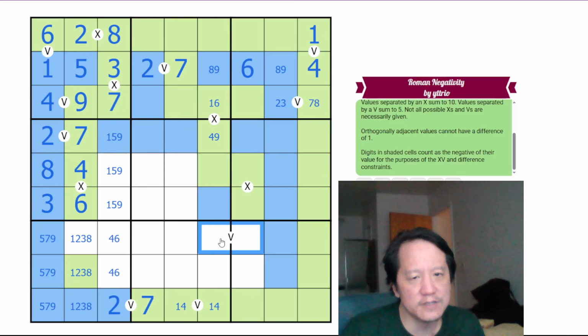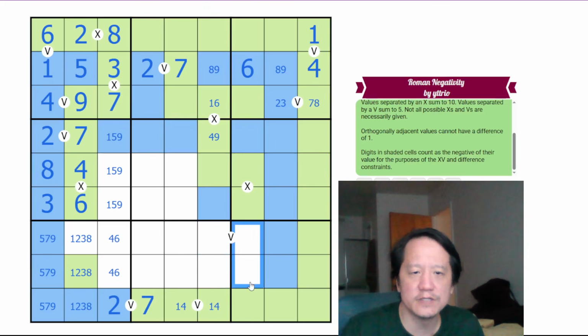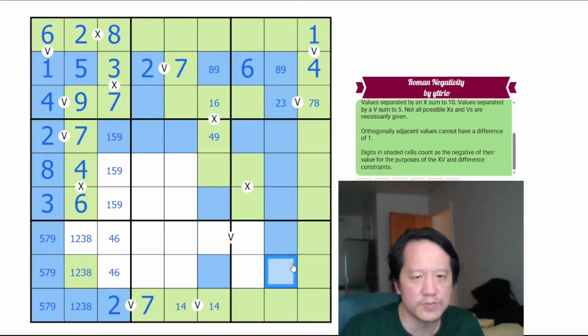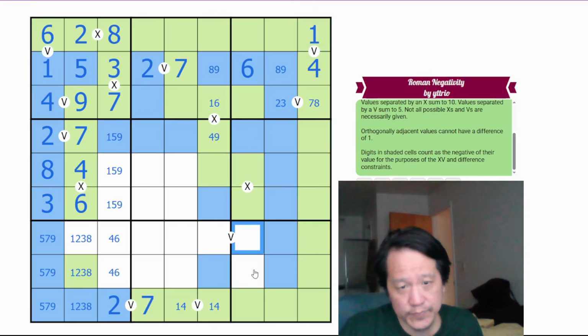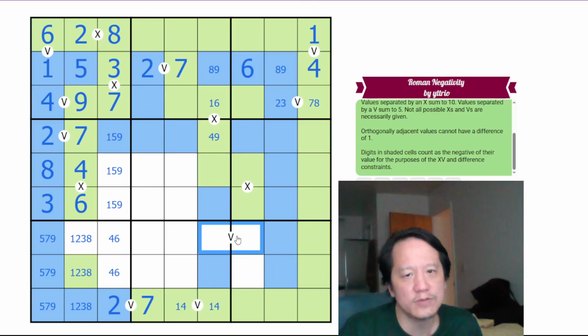One of these at least is green. So if this is green, it has to go out this way. If this is green, it still has to go out this way. And both of them could be green also. So either way, you have to go out this way. And if we try to have a blue there, well, we can't have 2 greens. If these are 2 greens, it's a 2, 3 next to each other, which would be orthogonally adjacent values having a difference of 1. So one of these must be blue.